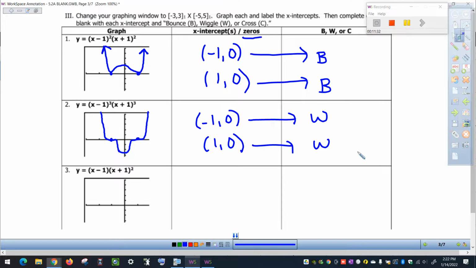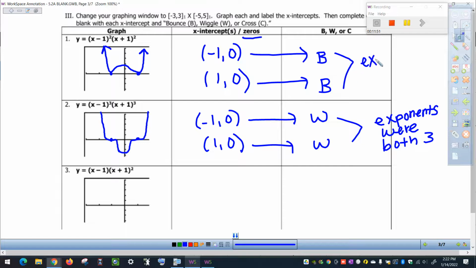Okay, so we have the same x-intercept as we did before, but we're noticing that these are both wiggles. So let's just make a little note here. So this makes sense that they're wiggles because the exponents were both 3. And let's actually go up here to this one and make a little note that this one made sense, that they were both bounced because the exponents were even. They were both 2. Well, are we going to find out.